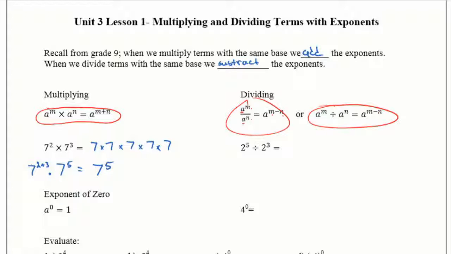So kind of 2 different ways to do the same problem. This is really what's going on with the math, and then when we do it this way, it's just a little bit shorthand way of writing that.